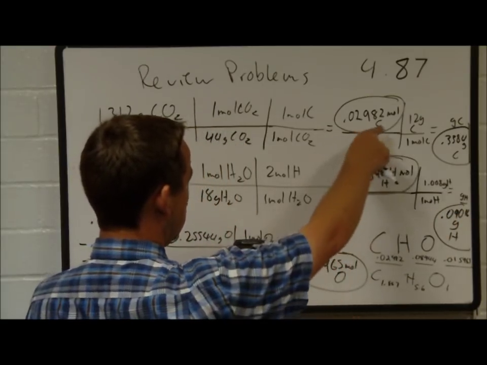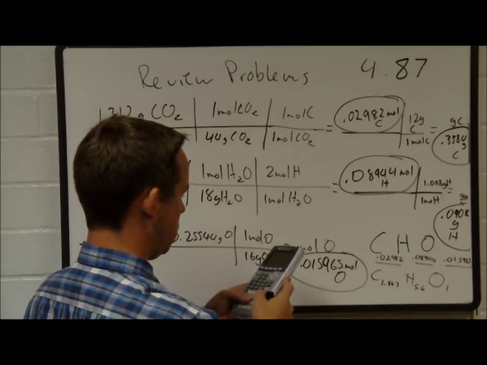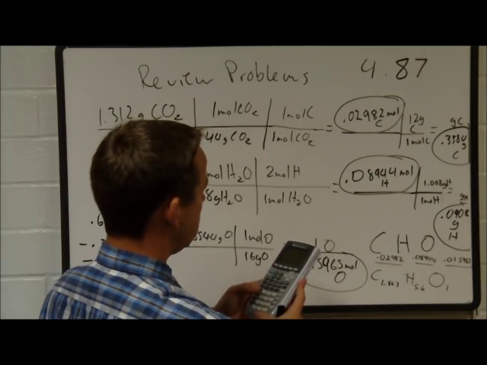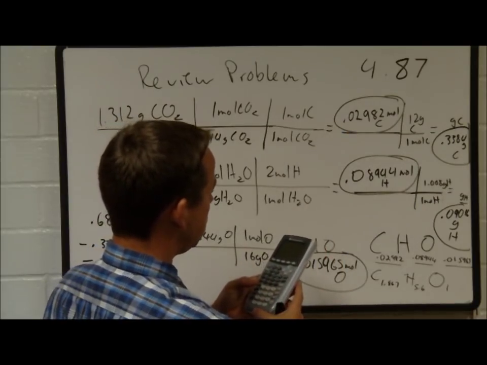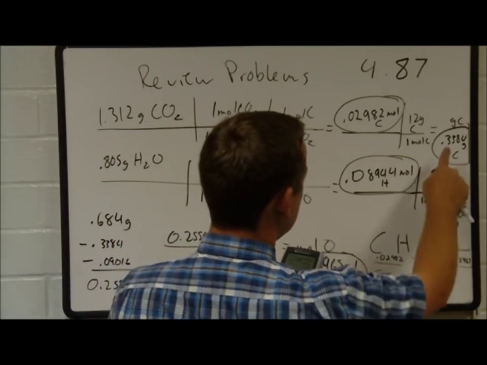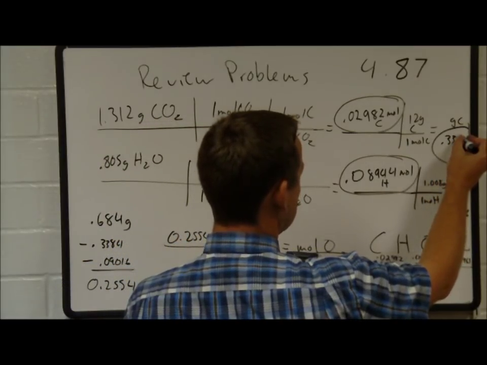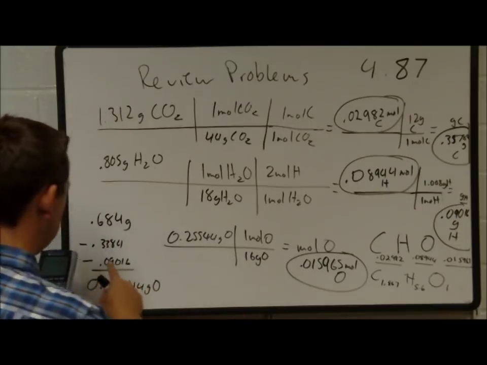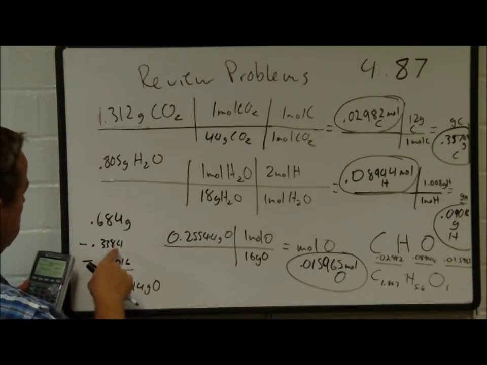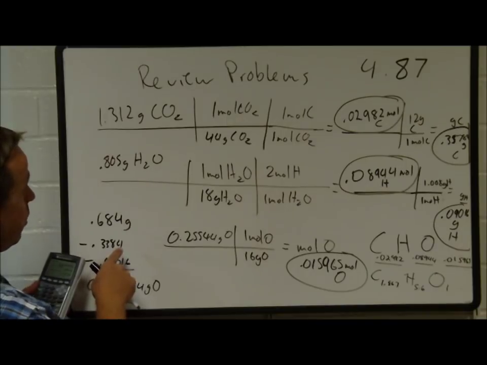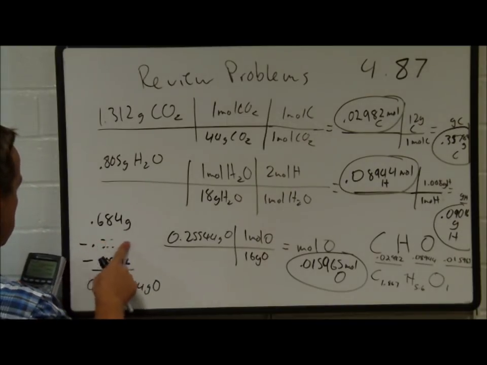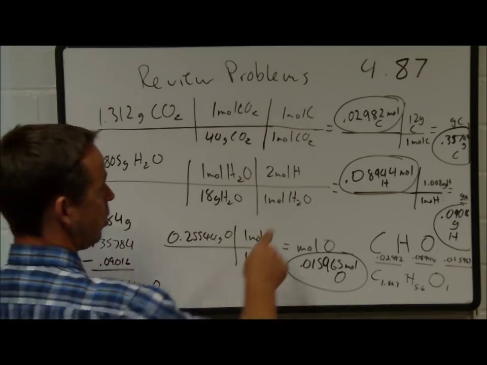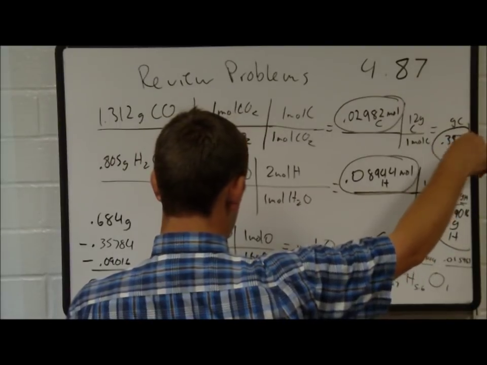That's good. 0.02982 times 12, and it's 0.35784. Oh, here's a problem. 0.35784. Oh, so this is the problem here. I wrote that down wrong there.